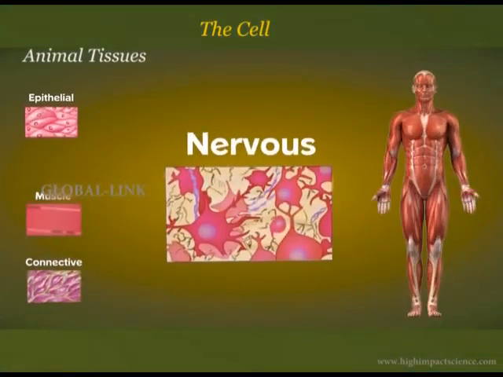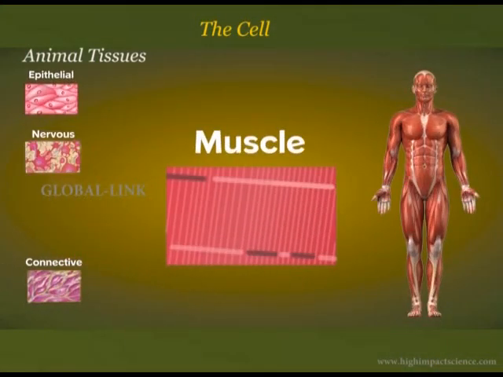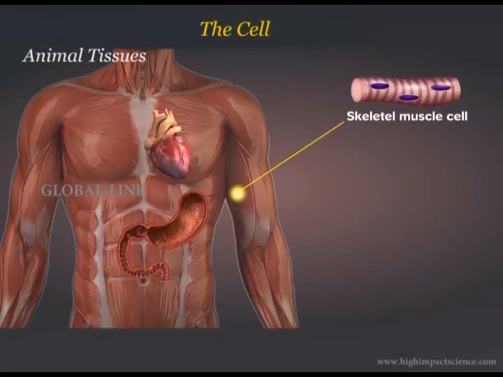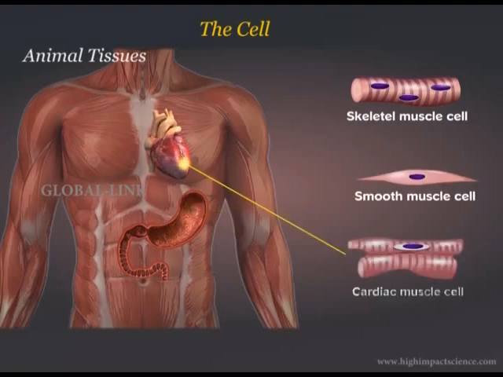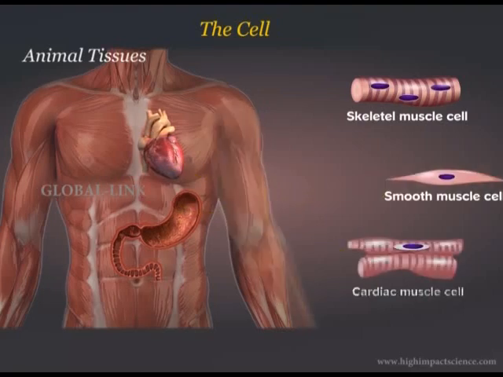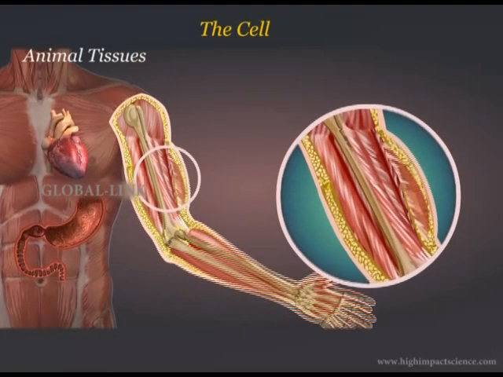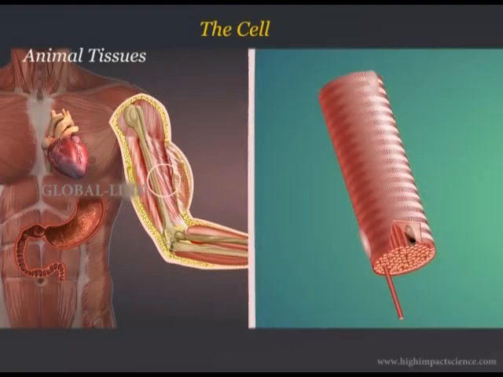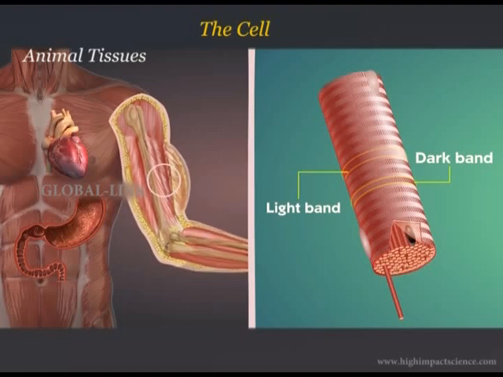The third tissue type is the muscle tissue that is responsible for movement within our bodies. The 3 types of muscle tissue are skeletal, smooth, and cardiac muscles. The skeletal muscles help us in locomotion and other voluntary body movements. It is made of long fibers with alternate light and dark bands or striations. So skeletal muscles are also called striated muscles.